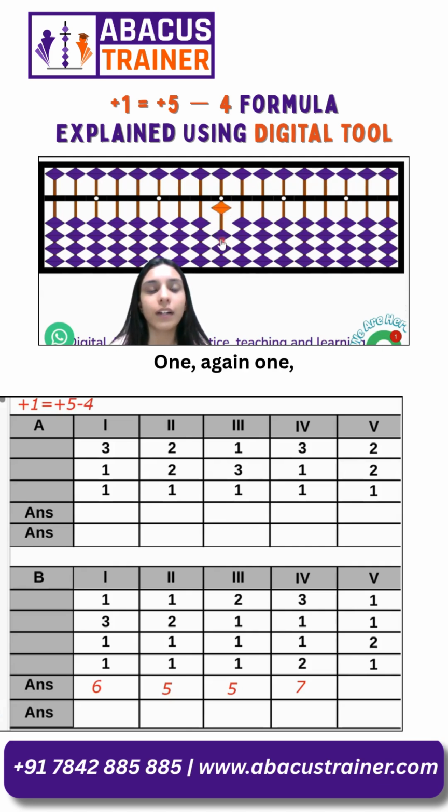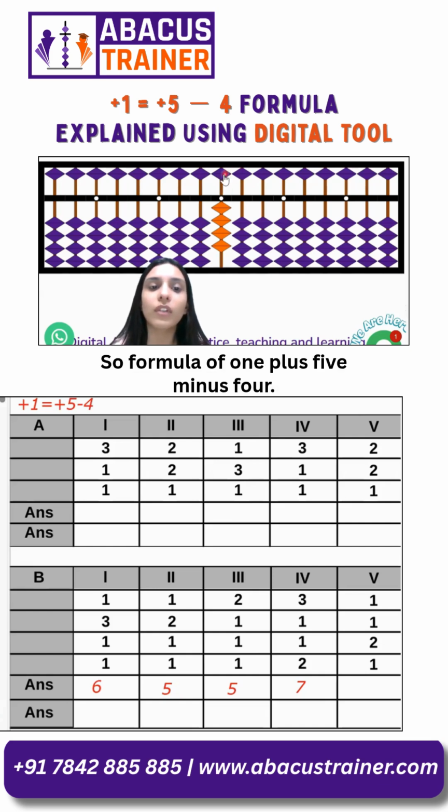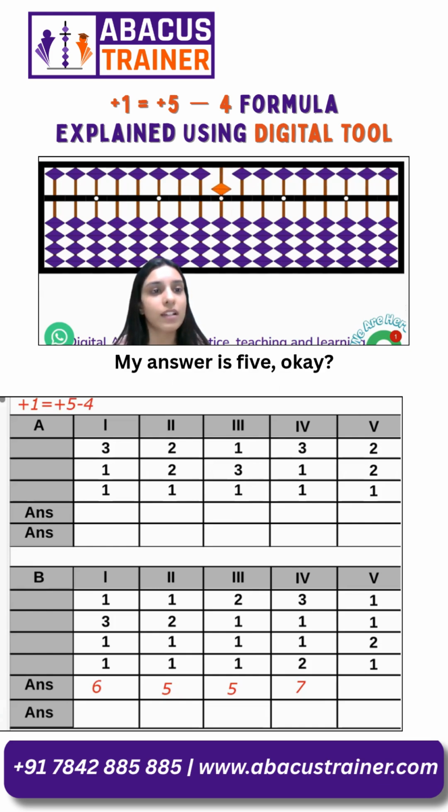1, again 1, 2 and 1. Do I have enough beads to add 1 now? No. So formula of 1: plus 5 minus 4. My answer is 5. Okay.